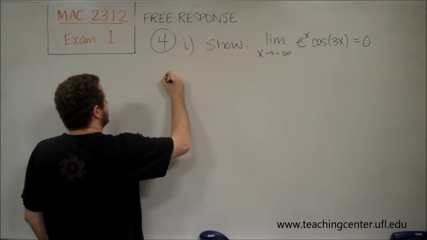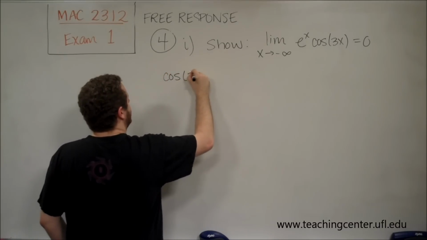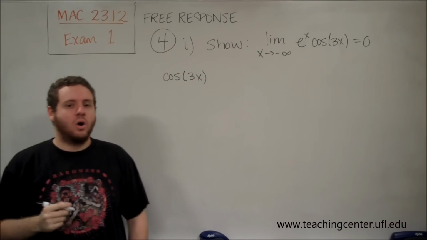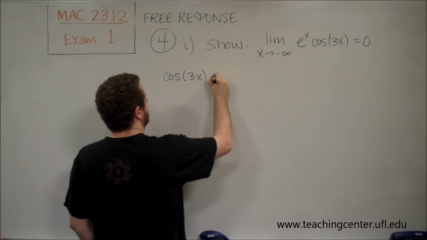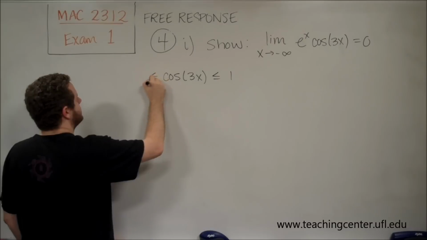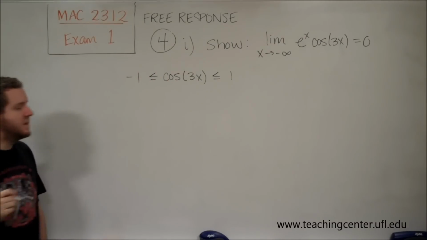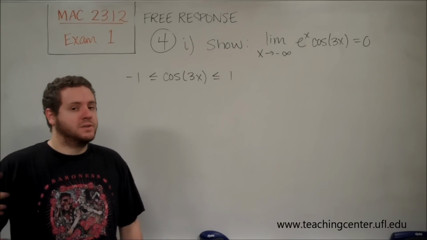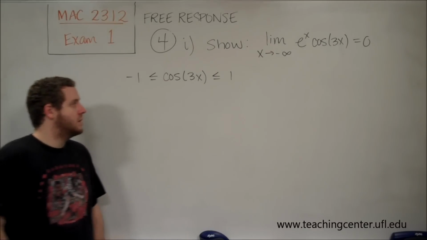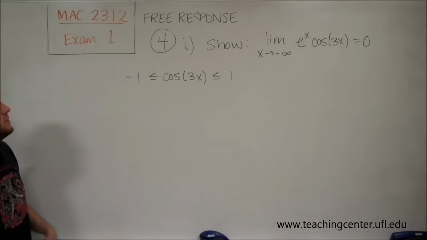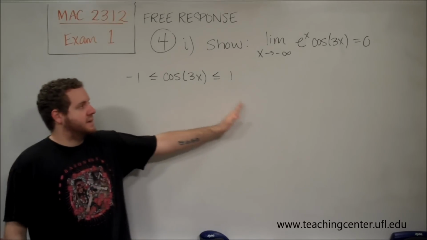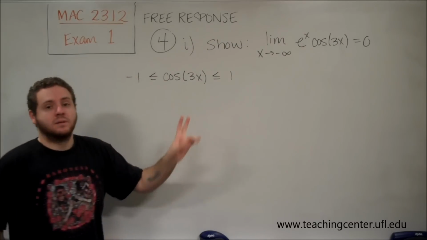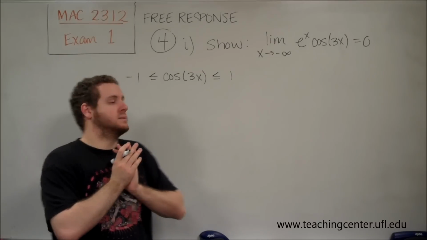Remember, for the squeeze theorem, if you have a trig function like cosine of 3x, it has to always be in between 1 and negative 1, because the cosine of anything only has a range of negative 1 to 1. So if we multiply everything by e to the x, we'll get the function that we want in the center, and then we're going to squeeze it by using the limits.